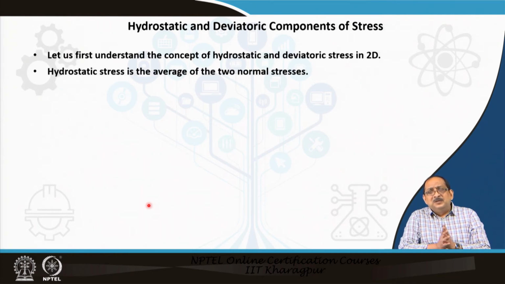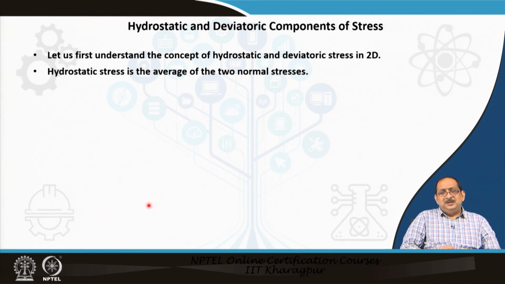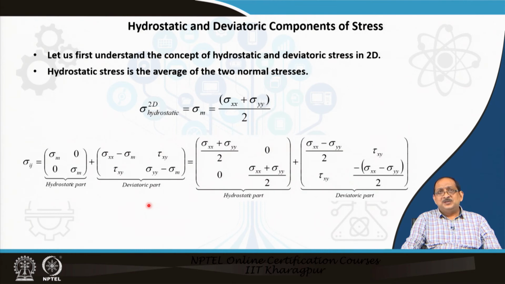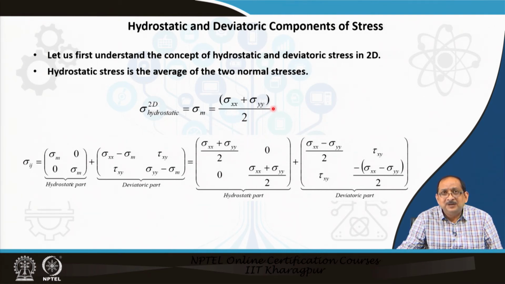Now, the stress components can be classified as hydrostatic and deviatory components of stress. Let us first understand the concept of hydrostatic and deviatory stresses in a 2D system. The hydrostatic stress is basically the average of the two normal stresses, as indicated here in the mathematical expression. It is the average of the two normal stresses.